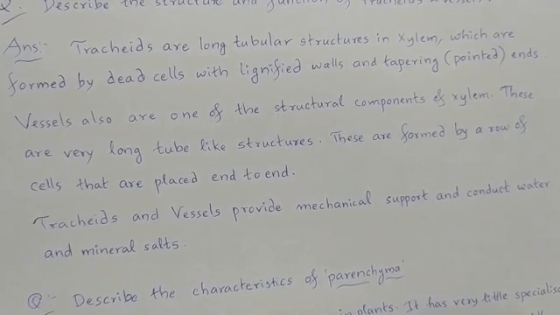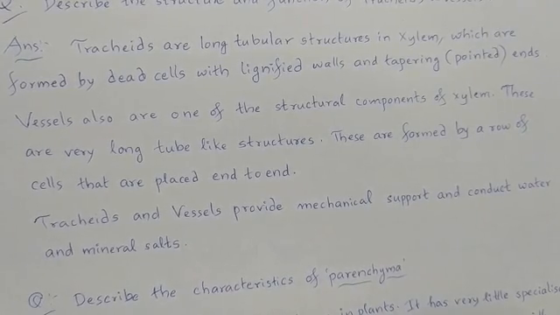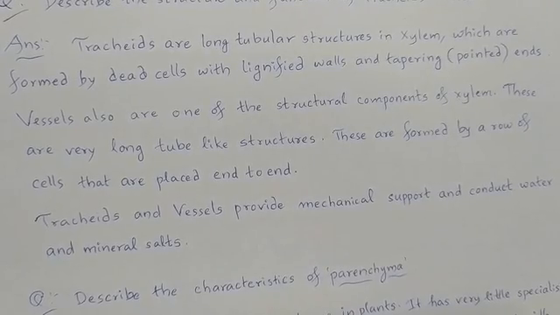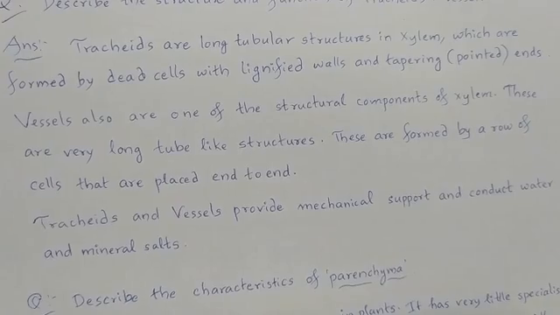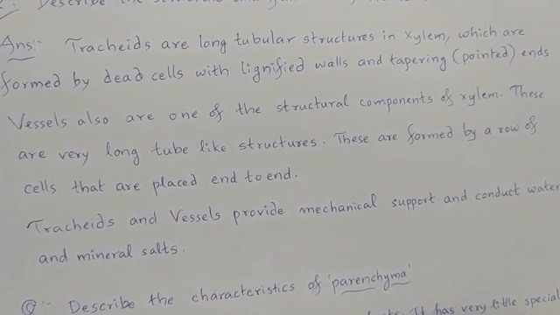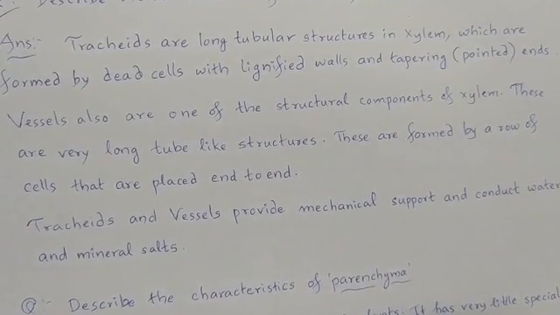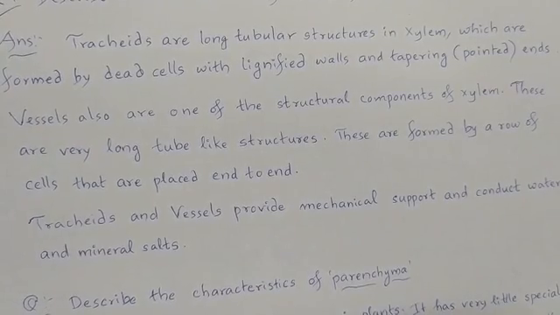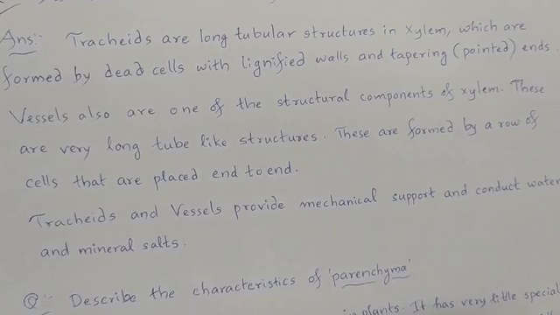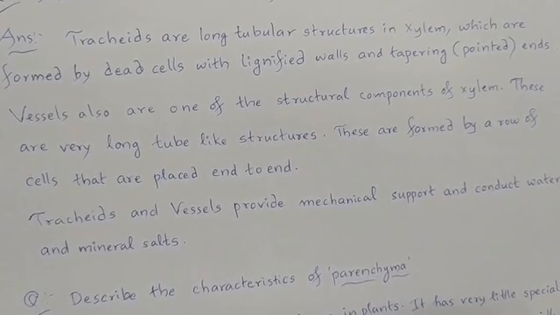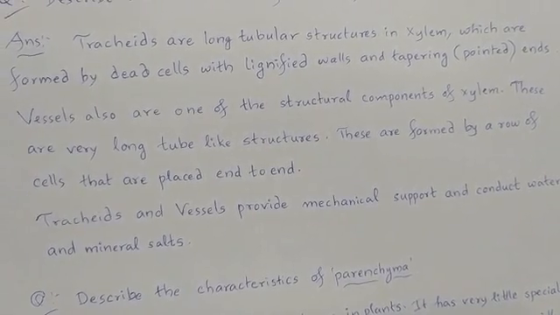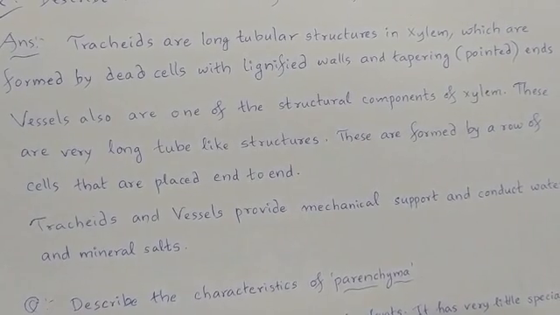Vessels also are one of the components of xylem. These are very long tube-like structures, and these are formed by a row of cells which are placed end to end. Tracheids and vessels provide mechanical support and they conduct water and mineral salts.